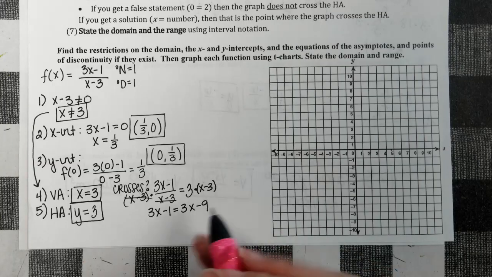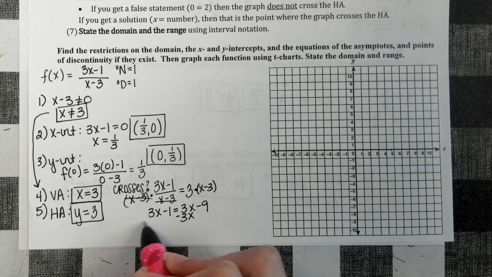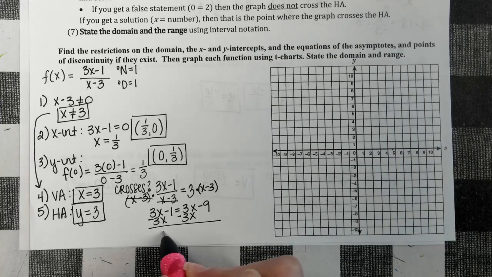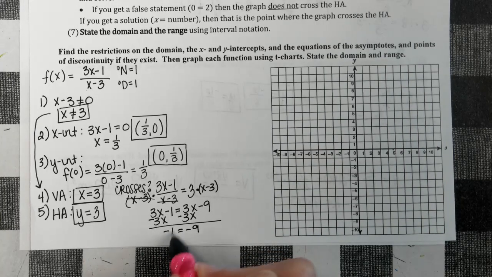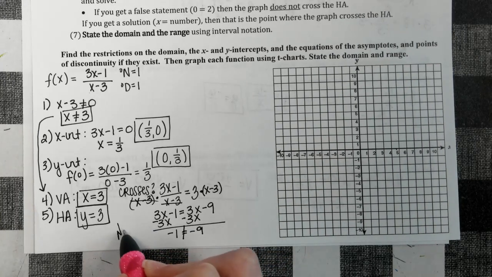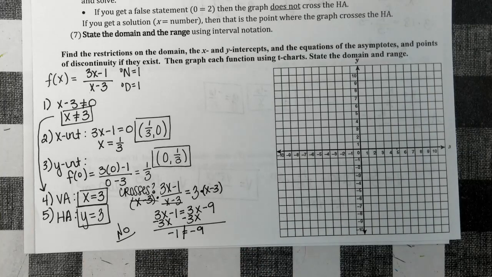When I go to solve this, I need to subtract my 3x to get it to the left. Negative 1 equals negative 9, which is not true. It does not cross. You can tell me no, or you can tell me does it cross. You just have to notate that one way or the other. It crosses or it doesn't.